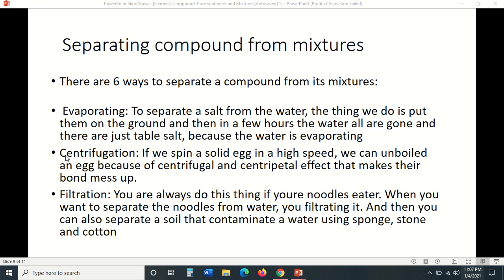And then there's also the centrifugation process. If I told you that we can unboil an egg, how? If we spin a solid egg at a high speed, we can unboil an egg. So if we boil it and then our kid doesn't want a boiled egg, we can unboil it because of centrifugal and centripetal effects that make the bonds match up.